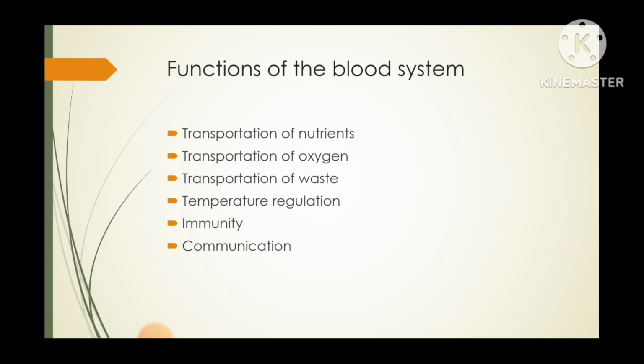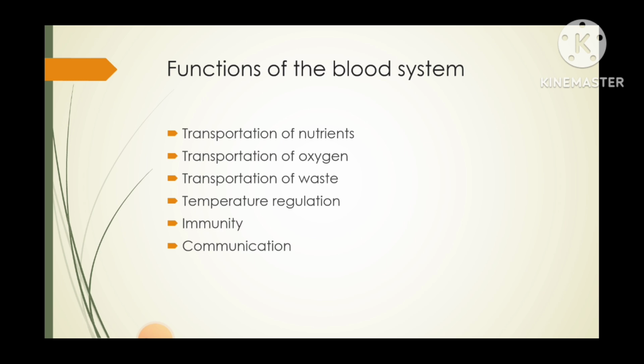Now, the function of the blood. The function that we should know about the blood is that the main function of the blood is transportation. So the first function that I have here is the transportation of nutrients. Blood carries nutrients. Also transportation of oxygen. Blood helps to transport oxygen to cells and tissues that need it. Also transportation of waste, like urea, which is transported in the blood.